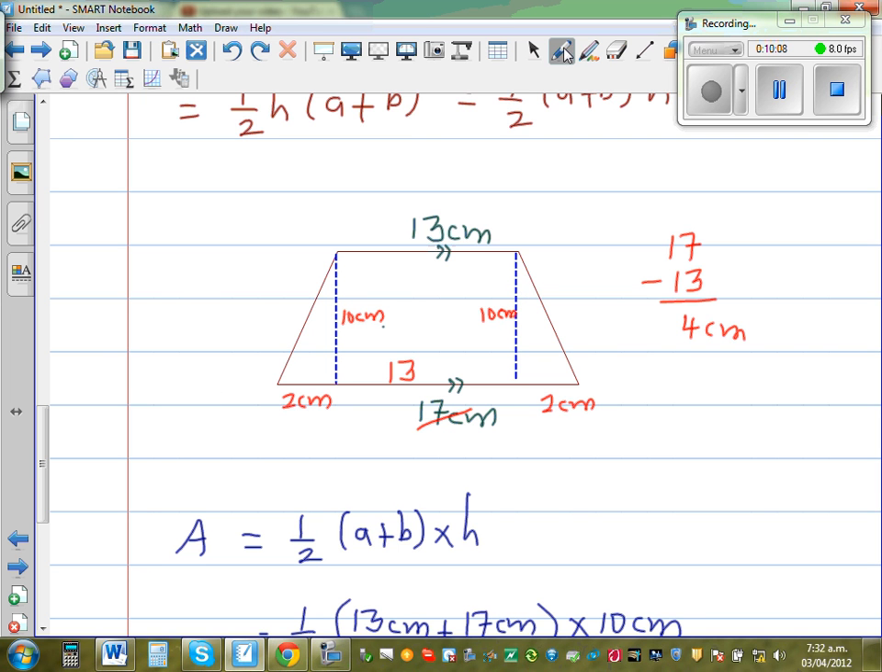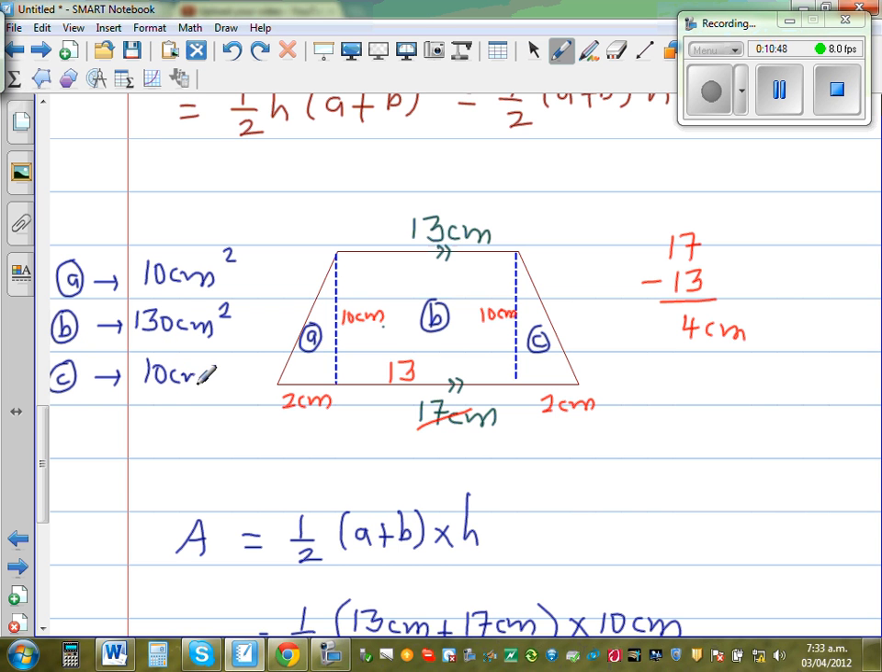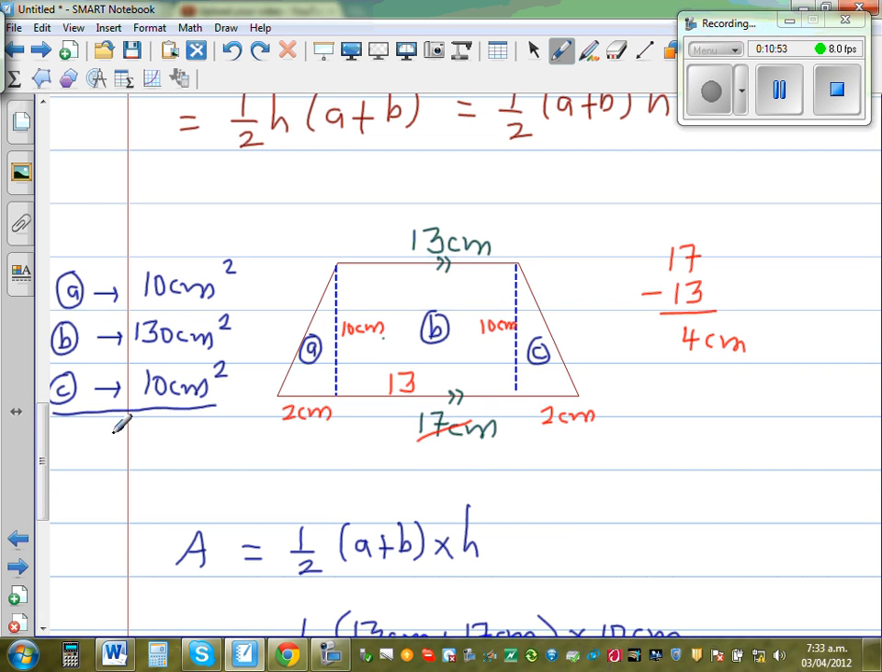So let me do the working. I'll name this triangle A, this rectangle B, and this triangle C. Okay, so what is the area of A? Area of A is half of base times height. So base times height is 20, so half of that is 10 centimeters squared. Okay, the area of the rectangle is base times height, so 13 times 10, which is 130 centimeters squared. And your C is, again, half of base times height, so 2 times 10 is 20, which is 10 centimeters squared. So can you see the total area? The total area, A for area of trapezium, is 10 plus 130, 140, 150 centimeters squared.